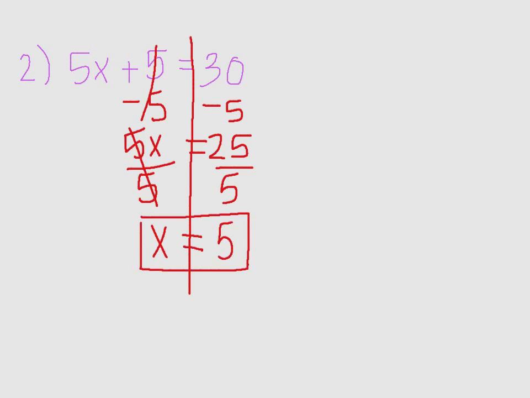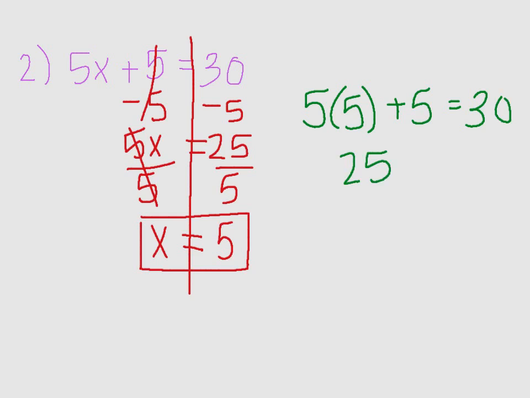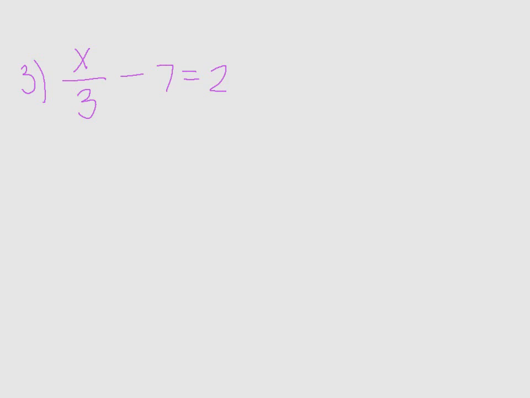In order to check that, I am going to plug in my answer, which is 5, wherever I see an x. So I have 5 times 5 plus 5, and I want that to equal 30. I know that 5 times 5 is 25, and if I add 5 to that, that does get me 30, which is what I wanted. Feel free to pause the video and try this one by yourself and check your work.